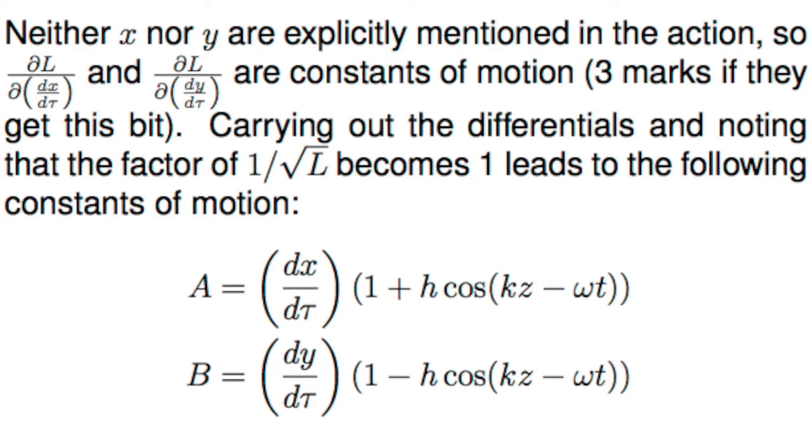Having written down the Lagrangian, you're asked to find two constants of the motion. Again, this is fairly standard because it's clear that neither the x nor the y coordinates appear in the Lagrangian except as derivatives dx by d tau and dy by d tau. So if you differentiate the Lagrangian with respect to dx by d tau or with respect to dy by d tau, the result will be a constant. And so that's what's done in part B. And here you can see the constants of motion that result.